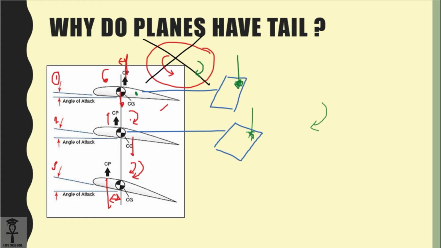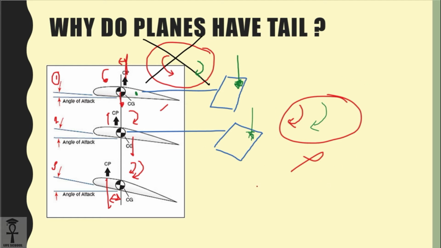the couple by the CP and the CG is also in the same direction, by the lift and the weight is also in the same direction. Now this is going to damage your flight, like this is going to make your plane stop.